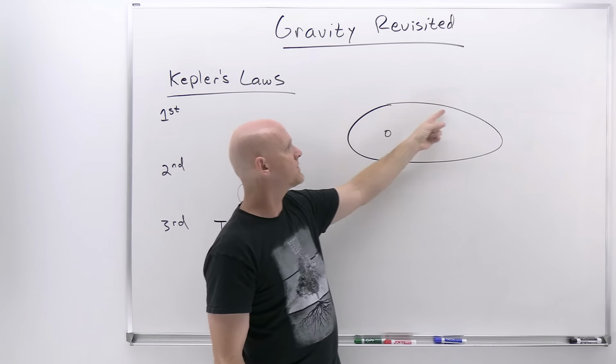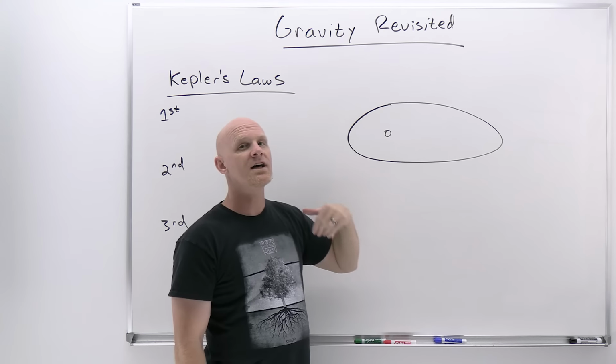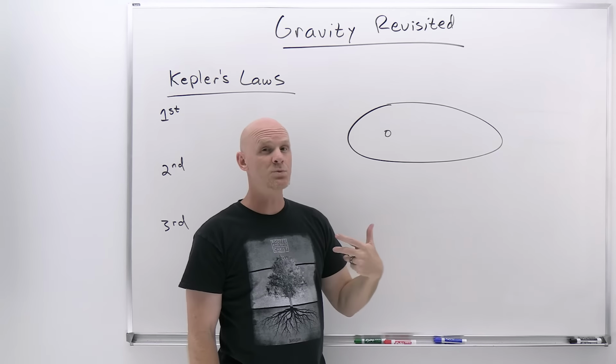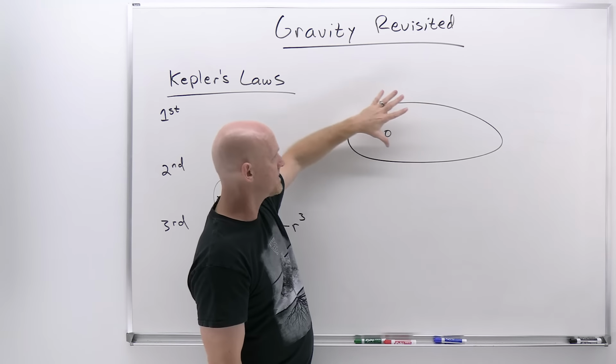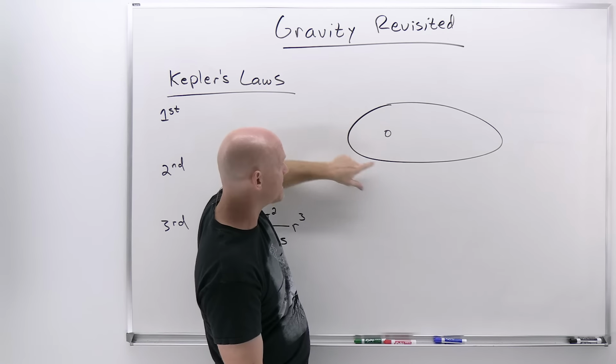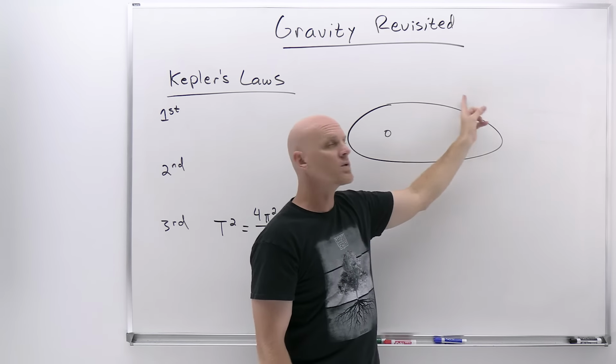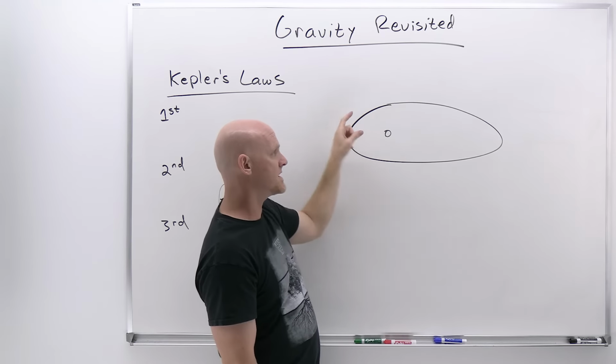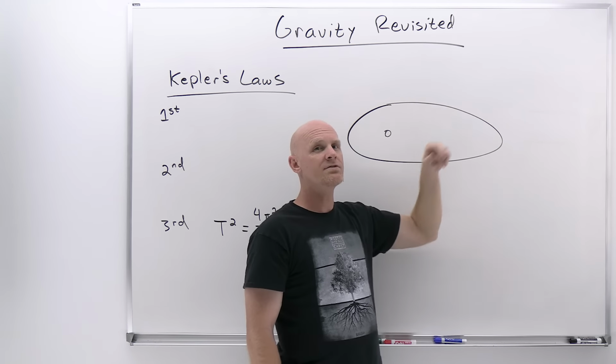So as an object gets closer and closer to the sun, it has less potential energy and more kinetic energy, is moving faster. And so the object undergoing this elliptical orbit around the sun is moving faster on this side and slower on this side. Faster when it's closer to the sun, slower when it's further away from the sun.